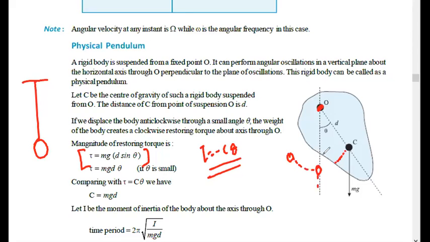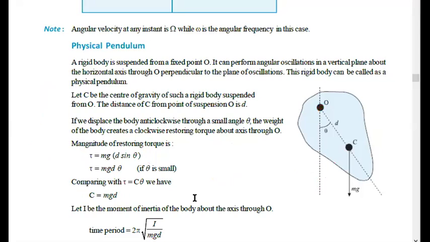Now, since the assumption that we take is that the angle of SHM is very small, this sine theta can be written as theta. Now, if you relate with this, tau is equal to minus c theta. Obviously, minus is the direction for restoring torque. c is equal to mgd. So the time period is 2 pi root I by mgd.